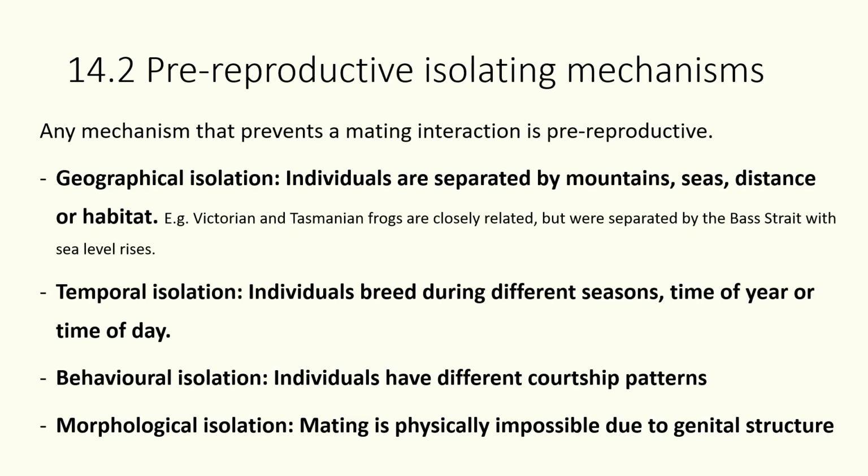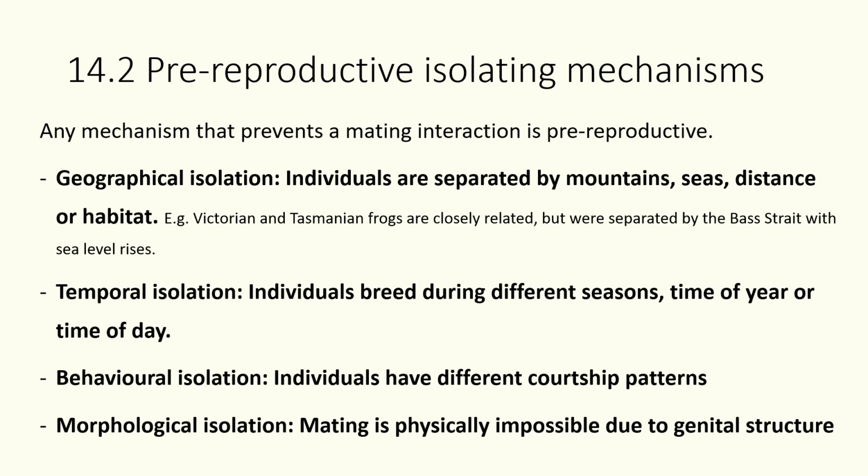Our pre-reproductive isolating mechanisms, you've got four main types here. First one is a pretty big, major, obvious one, geographic isolation. So if you've got individuals or subpopulations that are separated by mountains or seas or distance or habitat in some way, some sort of actual physical separation, then that can stop them from mating, obviously.